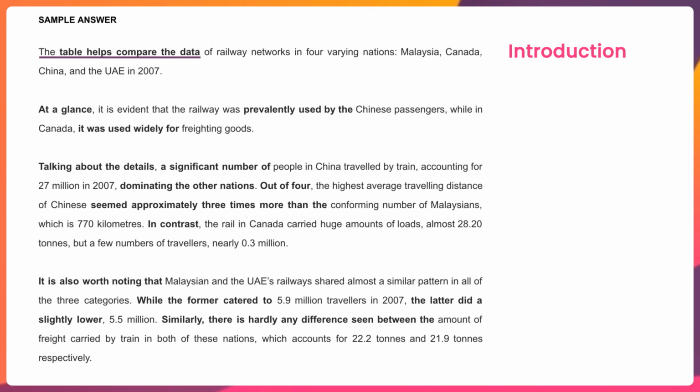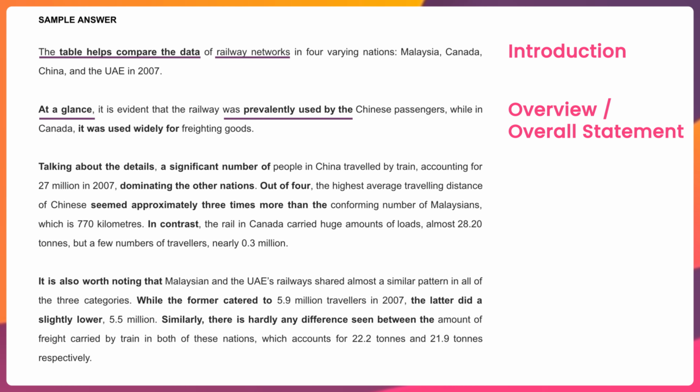You can see that there is paraphrased content, where rail transport is paraphrased into railway networks, and it also describes the names of the 4 countries. The next paragraph is the overall statement. It starts with the phrase "at a glance". It's not important that you write the overall statement this way every time. You can also take different phrases that fit into this paragraph. It compares the passengers and the need of the railway transport, which is very clearly mentioned in this overall statement.